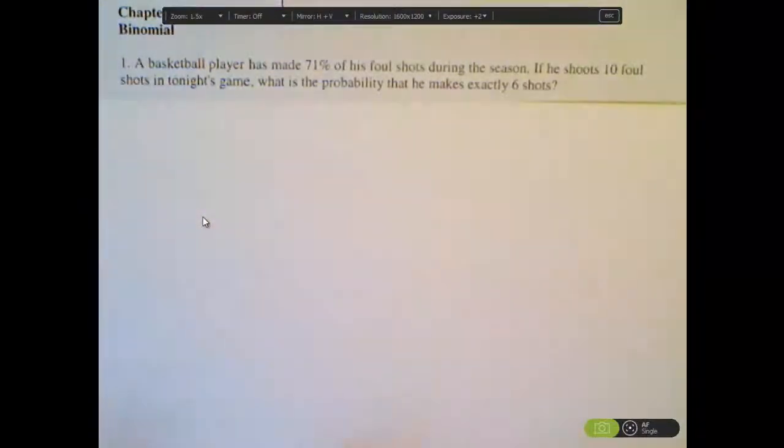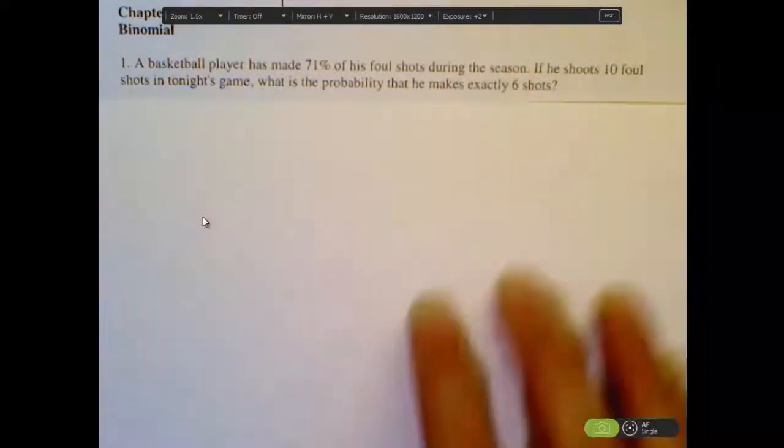So is this a Bernoulli trial? There's three components that need to be met. One, the probability of success is constant. Yes, it's 71%, it's not changing. Two, there's two outcomes, success and failure, making the foul shot and missing the foul shot. Three, each event is independent. So the probability that he makes one shot has no bearing on the probability that he makes another shot. Those three components are met. So this is an example of a Bernoulli trial.